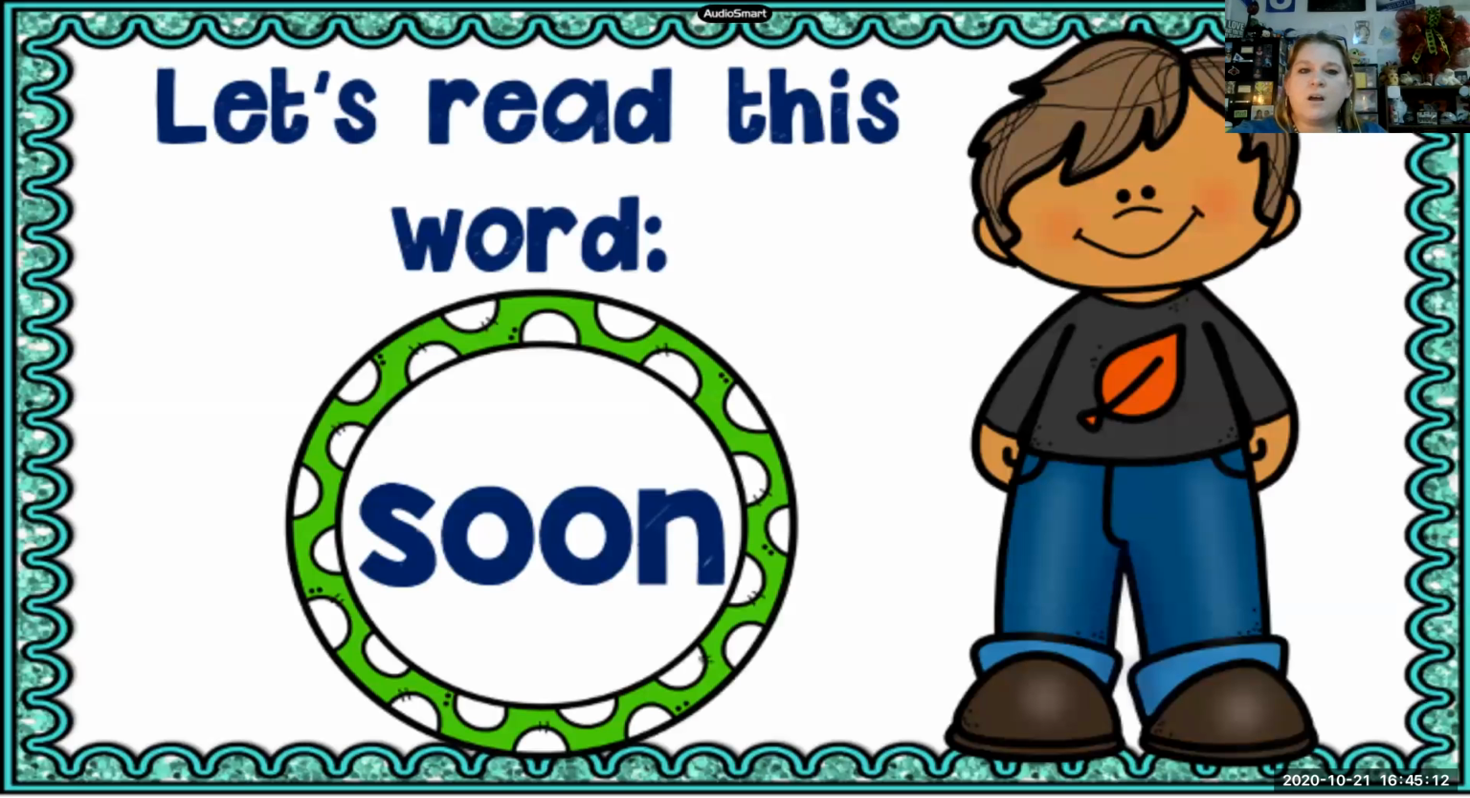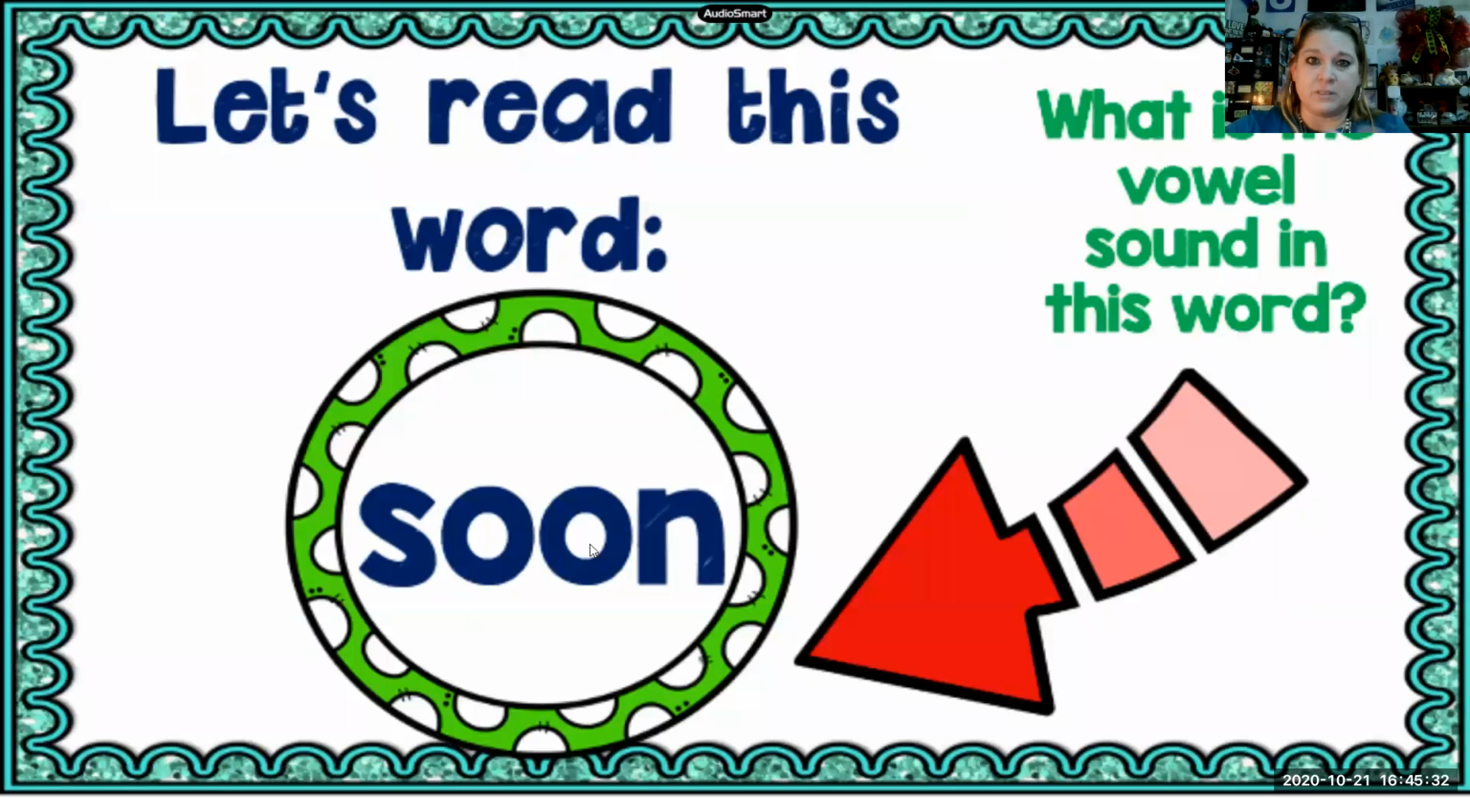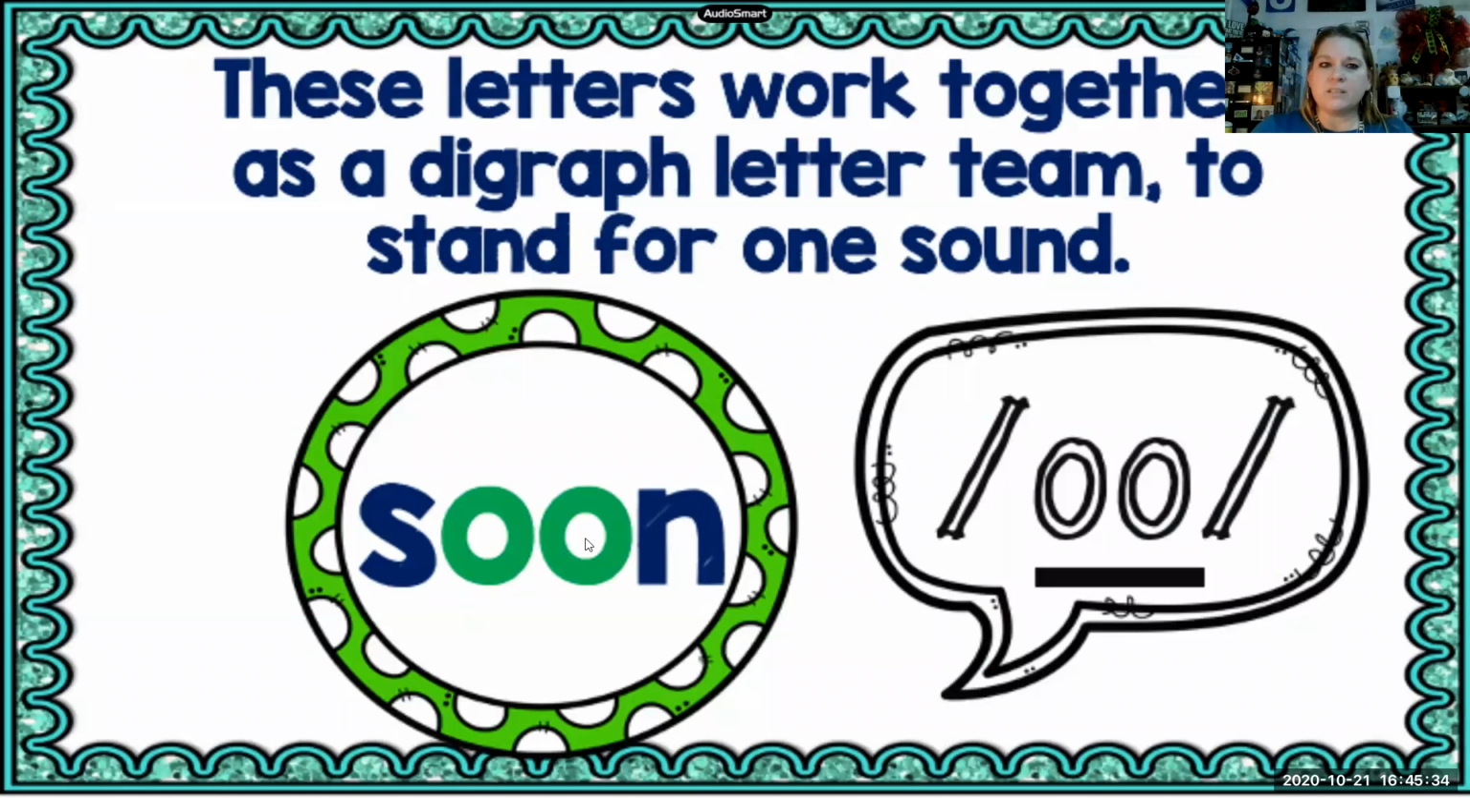All right, so we are going to go to our vowel sounds for today. So today we're going to talk about the O-O spelling. It has 2 different sounds. This is the word soon. Pay attention to how your mouth is. Soon. You see how your O's make that ooh sound. The letters work together as a digraph letter team to stand for one sound. So the 2 O's together say ooh in this word, not in all words though.